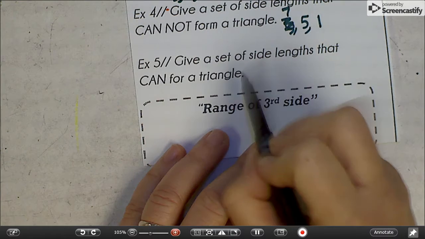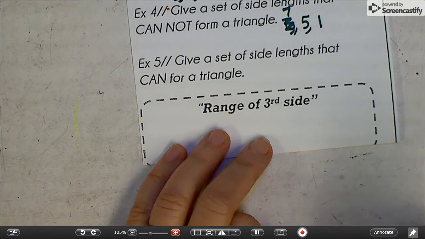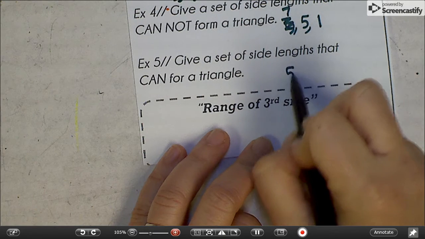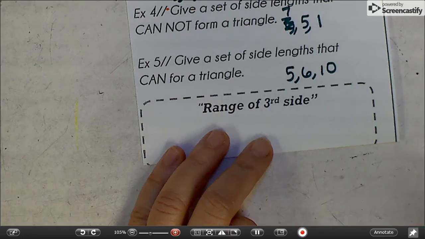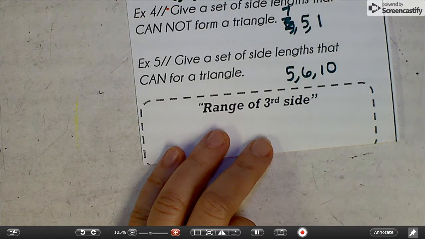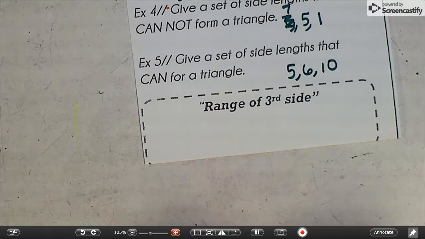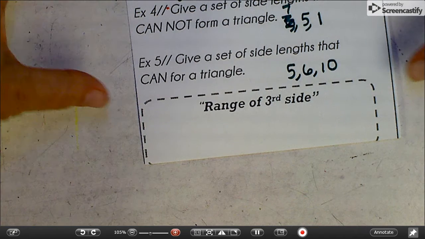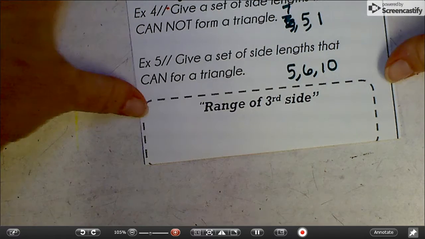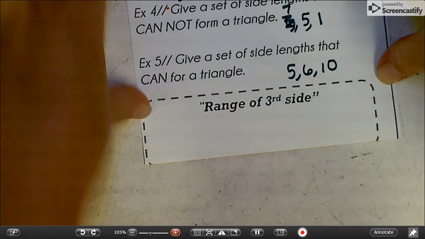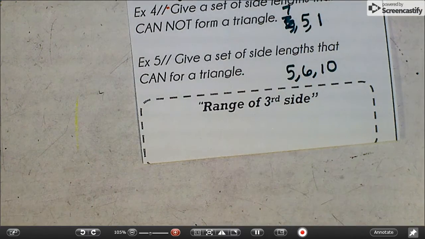All right. So tell me some sides that can make a triangle. 5, 6, and 10. Because 5 plus 6 is 11, and 11 is greater than 10. Does that make sense? Okay. This should be easy. Not easy, but it should become very simple.